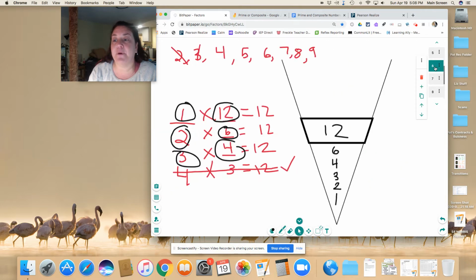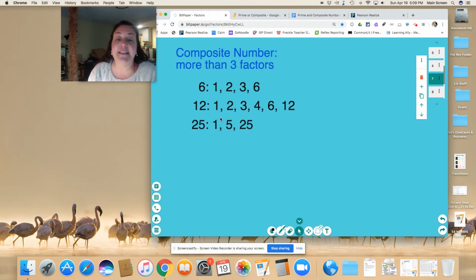Okay, we did that for 12 too. With 12, we found out that there were 3 factor pairs. There's 1 times 12, 2 times 6, and 3 times 4. And if we were writing them in an organized list, this is what it would look like, nice and organized.